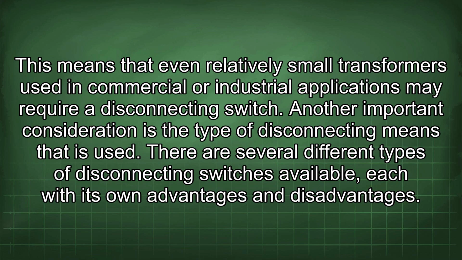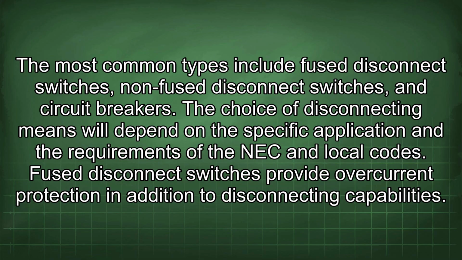Another important consideration is the type of disconnecting means that is used. There are several different types of disconnecting switches available, each with its own advantages and disadvantages. The most common types include fused disconnect switches, non-fused disconnect switches, and circuit breakers. The choice of disconnecting means will depend on the specific application and the requirements of the NEC and local codes.